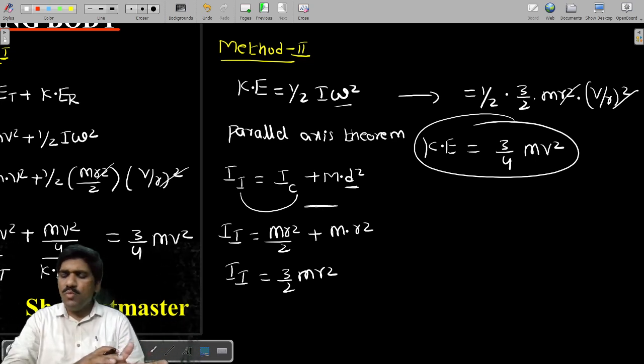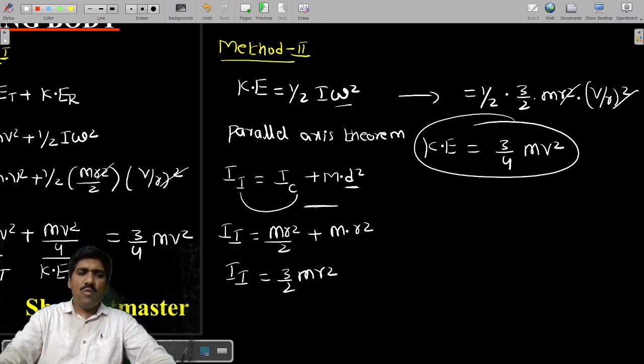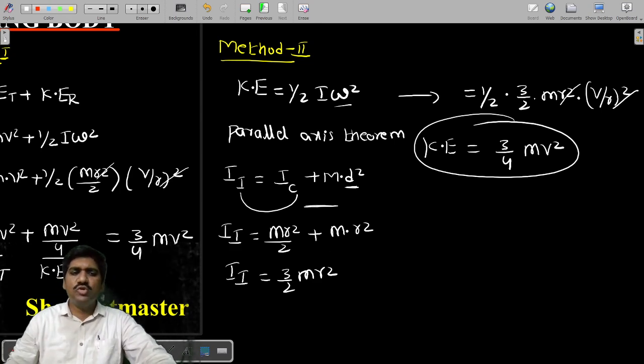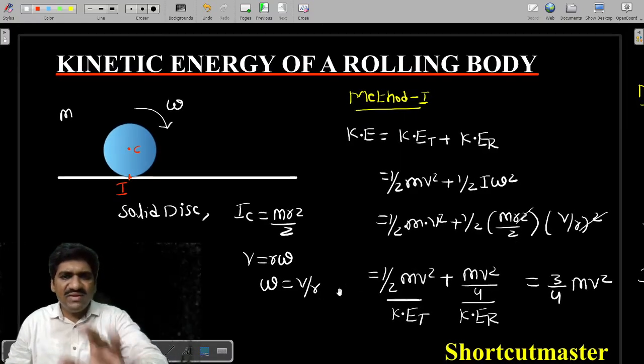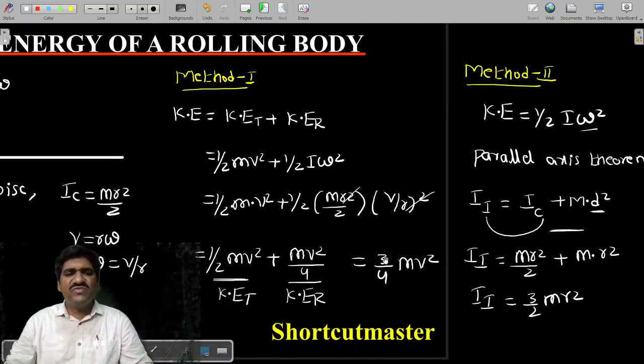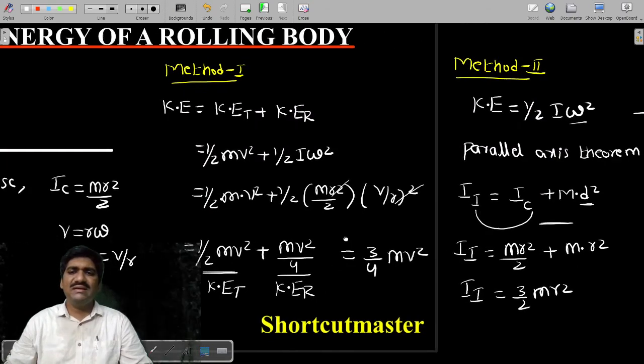The complexity is almost the same, but I'm trying to give you all the possible methods: a general method and a shortcut method, which will be a great help to you in the GATE and ESE examinations.